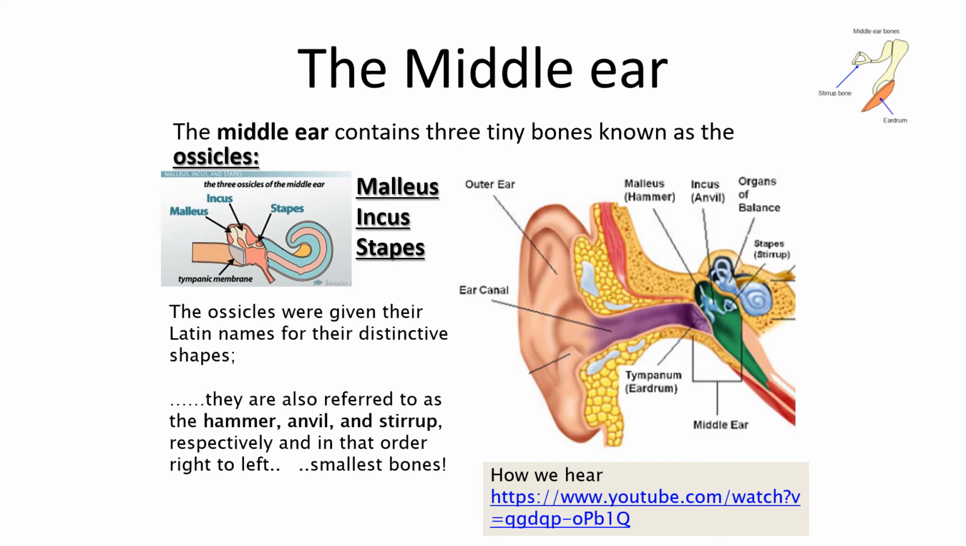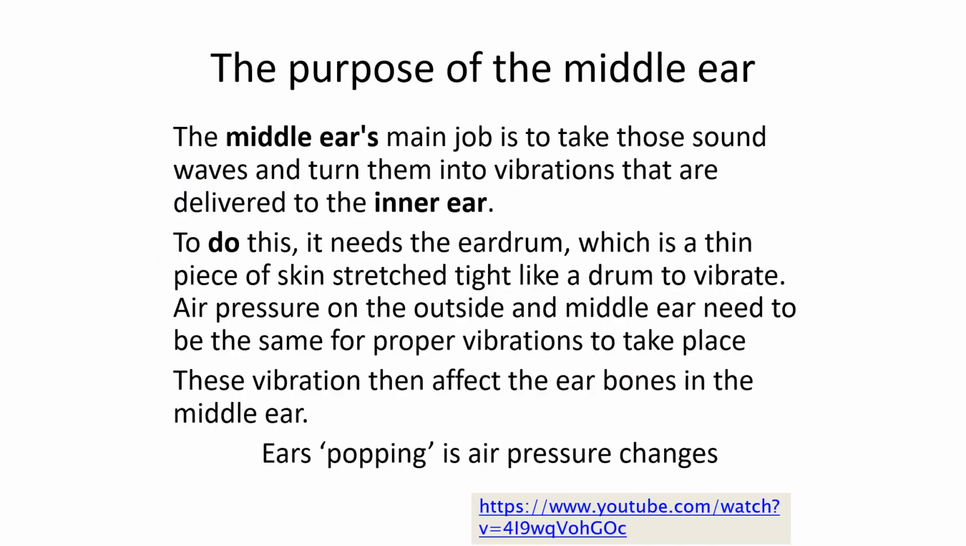The middle ear contains 3 tiny bones known as the ossicles: the malleus, incus and stapes. If you've looked at the video that I asked you to on Teams, you'll be able to see how this effectively works together. They're also referred to as a hammer, anvil and stirrup, and actually you can see that quite clearly by their looks. Whereas the outer ear has captured the sound, the middle ear's main job is to take those sound waves and turn them into vibrations that are then delivered to the inner ear. But in order to do this, you need the eardrum. The eardrum needs to vibrate, and air pressure on the outside and middle ear needs to be the same for proper vibrations to take place.